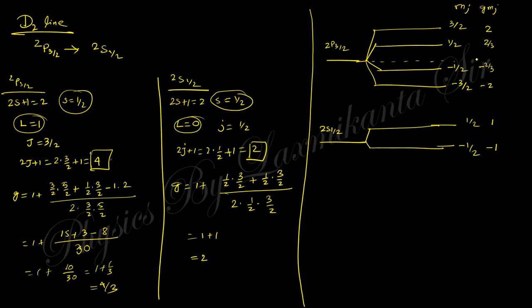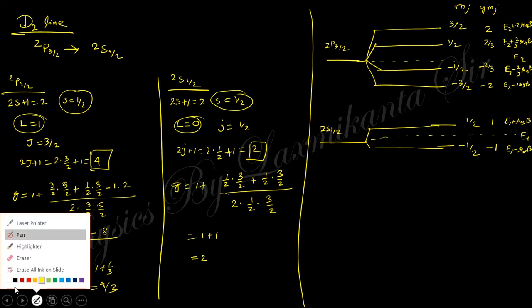What is the value of energy? This energy is E2, and this middle energy is also E2. So the levels are E2 plus 2 third mu B B, E2 plus 2 mu B B, E2 minus 2 third mu B B, and E2 minus 2 mu B B. Similarly, this is E1 plus mu B B, and this is E1 minus mu B B.